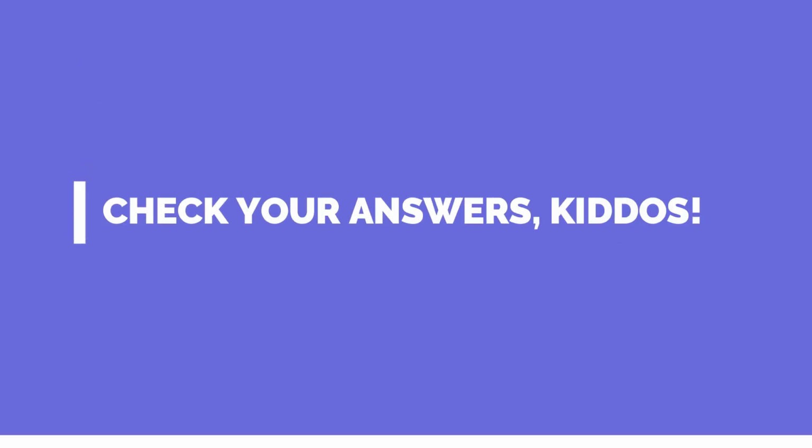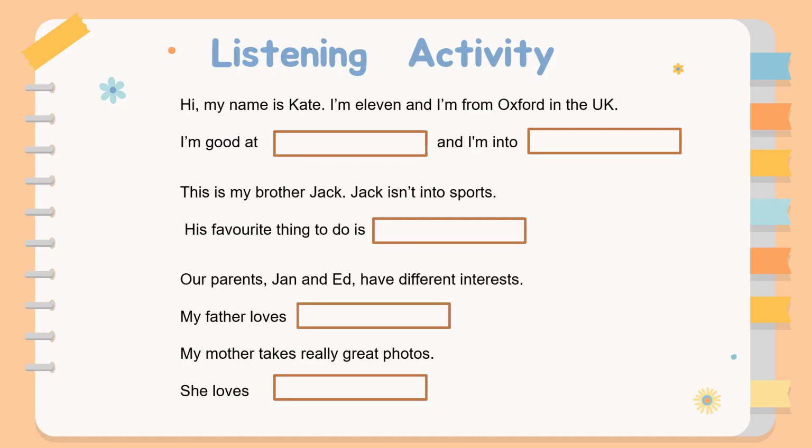Okay kids, let's see if you have gotten your answers correctly. Hi, my name is Kate. I'm 11 and I'm from Oxford in the UK. I'm good at sports and I'm into video games. This is my brother Jack. Jack isn't into sports. His favorite thing to do is chatting online. Our parents Jan and Ed have different interests. My father loves reading. My mother takes really great photos. She loves photography. Okay, you may compare your answers to what you see on the screen right now. Good luck!